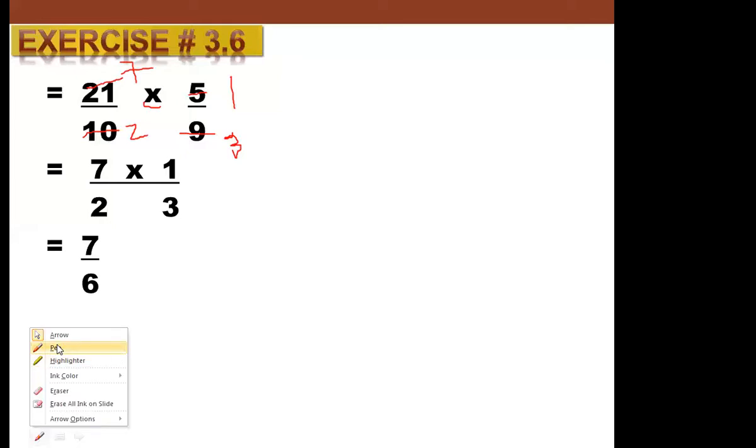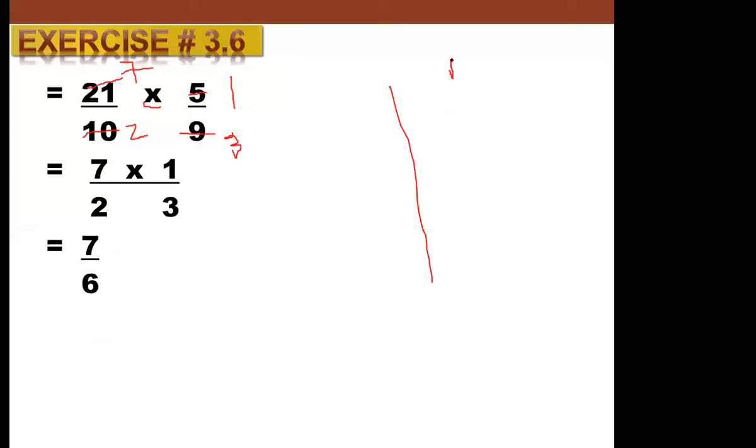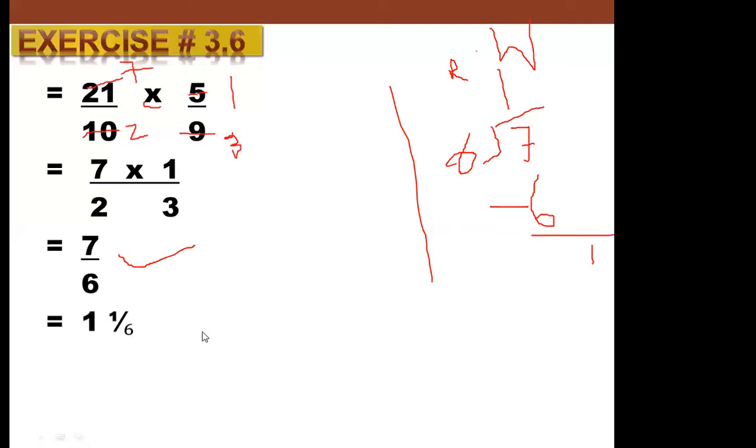Okay, so what I'm going to do here, I'm going to make the working column here, rough work, and I'm going to convert this improper fraction into a mixed fraction, just like this. 6 7, 6 ones are 6, 1 will be left here after subtracting. So what will be my answer? 1 whole 1 upon 6. So this is the way to solve the complex fraction.